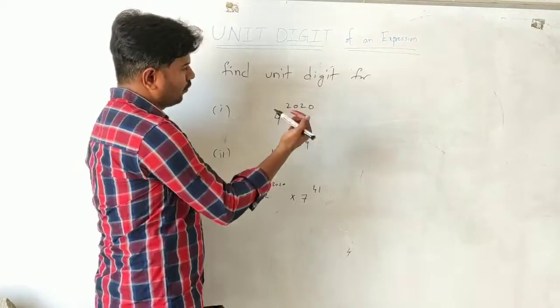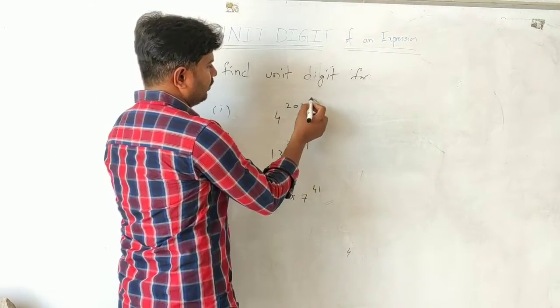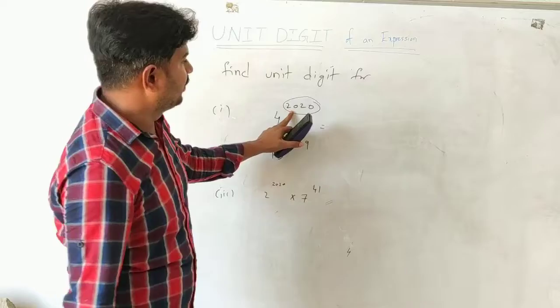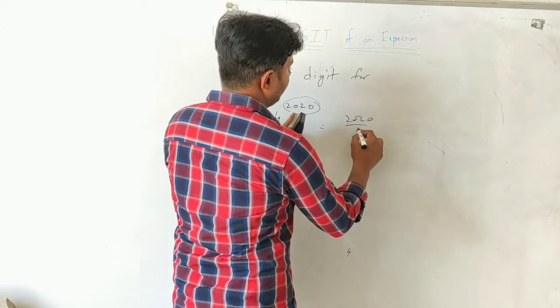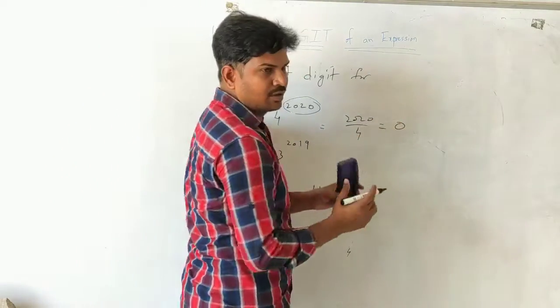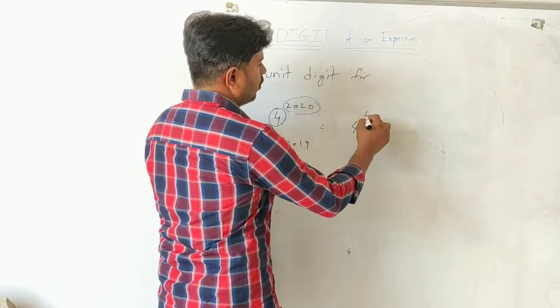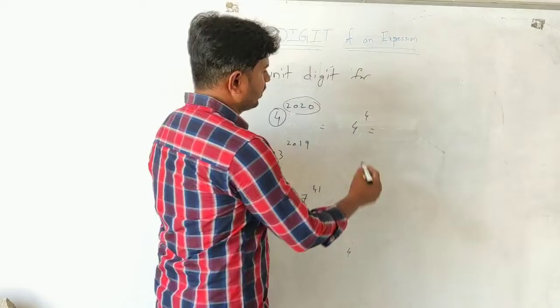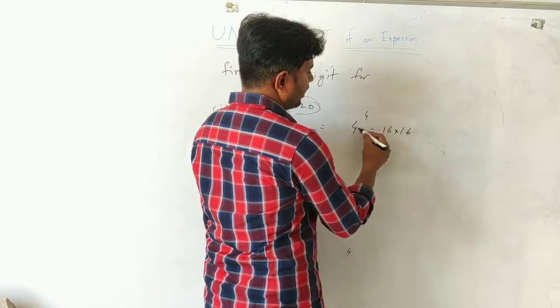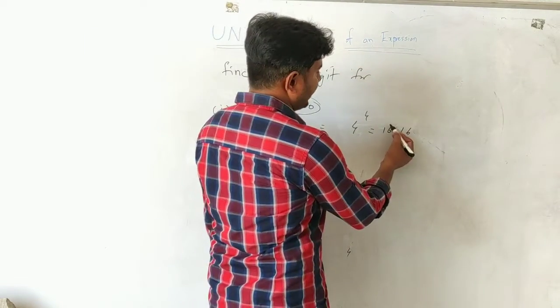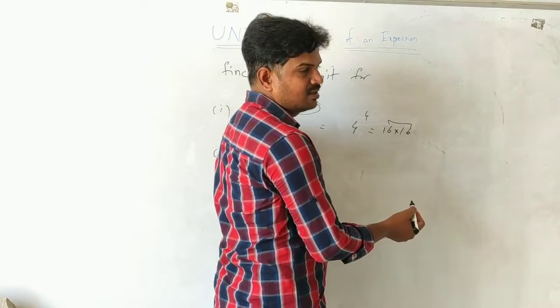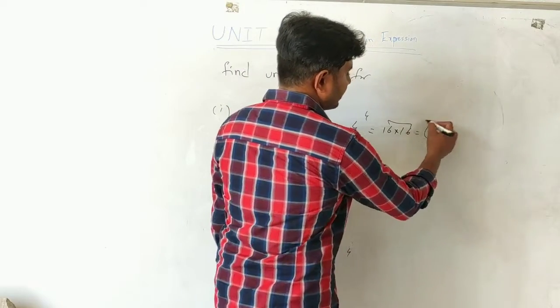What is the units digit for 4 power 2020? First, find the remainder when you divide 2020 by 4. The remainder is 0. So whenever you have a 0, the units digit will be that of the base to the power 4, which is 4 square into 4 square, that is 16 into 16. Take only the last digit: 6 sixes are 36, so the units digit is 6.